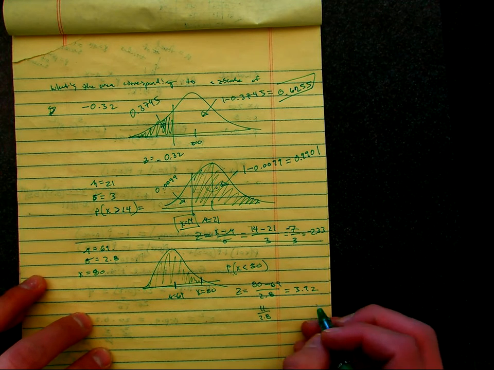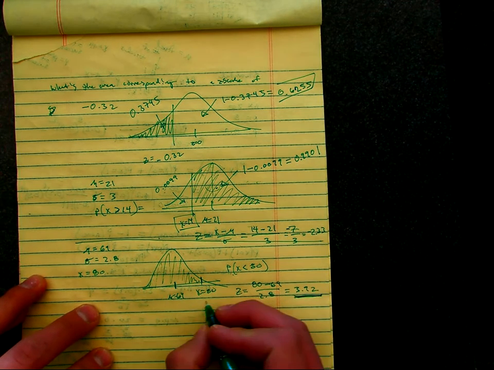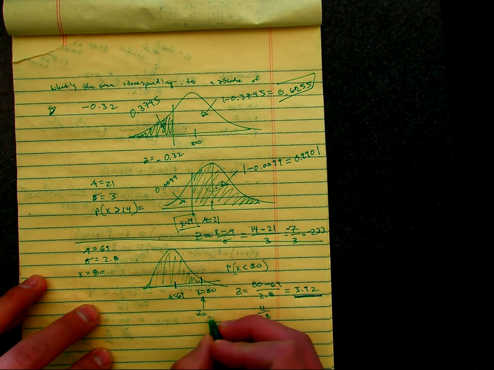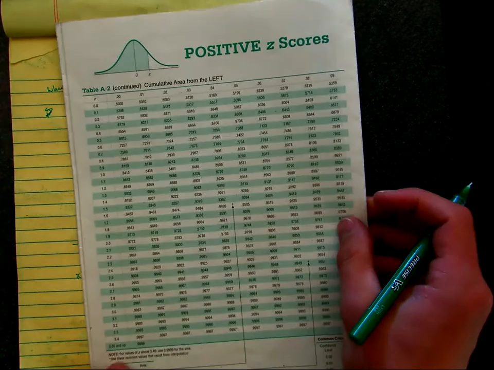Now, once we have that value, this is our z-score value. So that's the z-score corresponding to this. This is z equal to 3.92. Now, if we go to our distribution again, we find 3.5 and up.